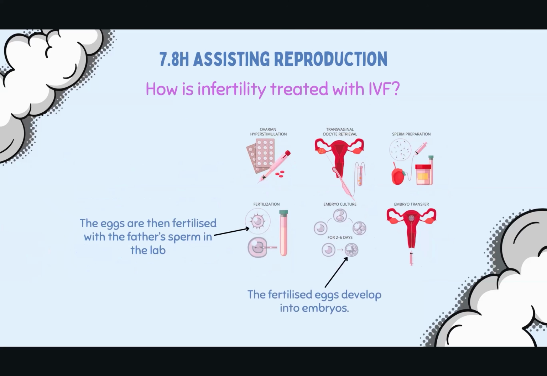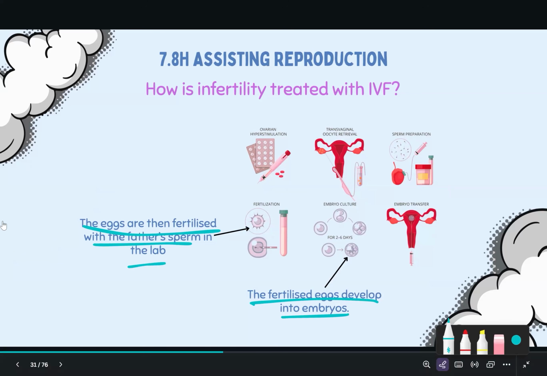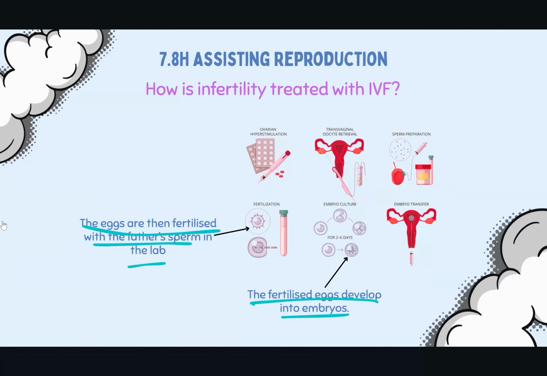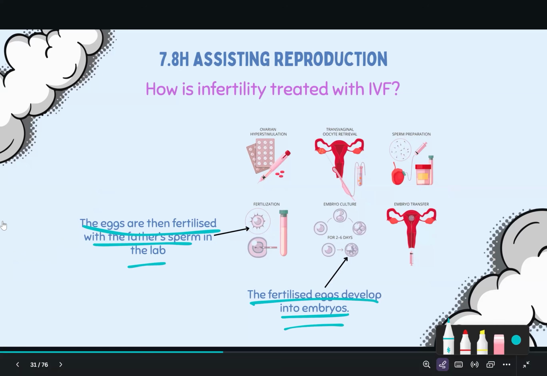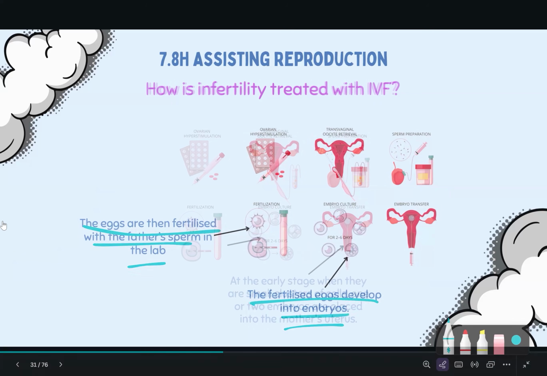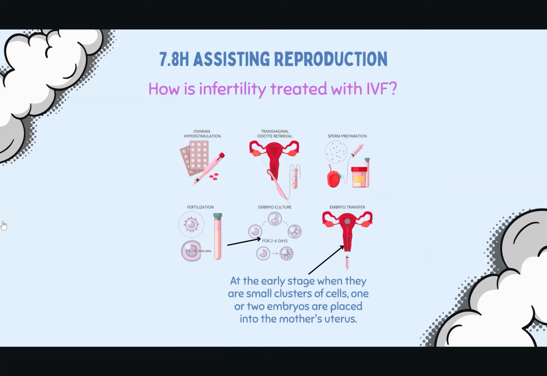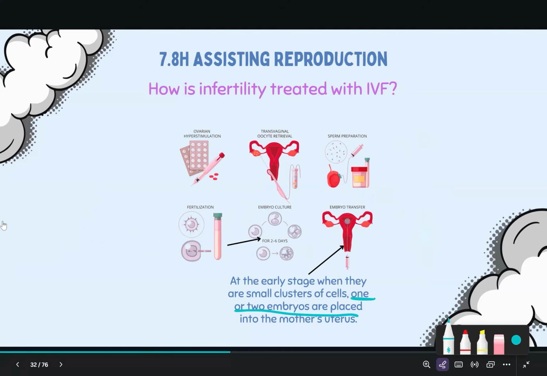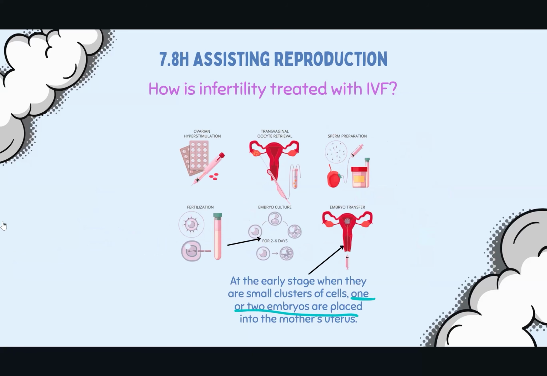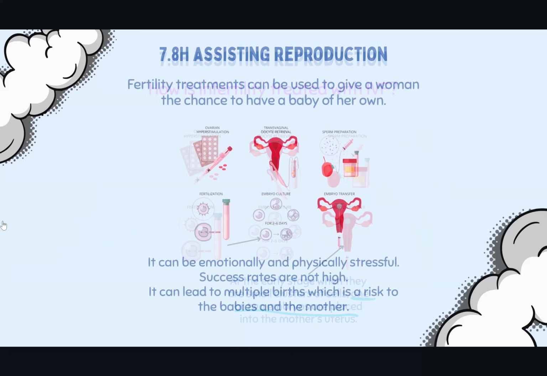At this point, the eggs are fertilized with the father's sperm in a lab. The fertilized eggs develop into embryos. That takes about 6 or 7 days. When we say embryos, we're talking about when they're just a few cells. We take a small cluster of cells, and they take 1 or 2 embryos, and they're placed into the mother's uterus. That can lead to a successful pregnancy. The only issue is that this is emotionally and physically stressful.